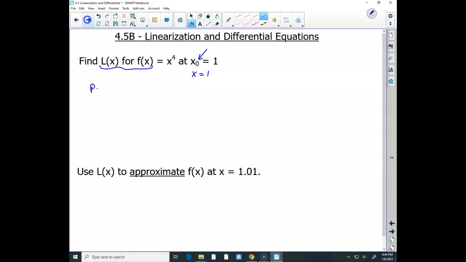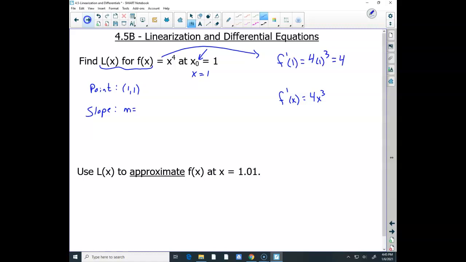Well, my point hopefully is pretty simple to see, which is (1, 1). Because if I put 1 in there, I get 1 out. There's my point. What's my slope? Well, my slope is going to be m equals what? Remember, we need to find out what f prime of 1 is. To do that, we need to know what f prime of x is first. That's 4x to the 3rd. Well, that's going to be 4 times 1 cubed. So looks like my slope there is going to be 4, doesn't it?